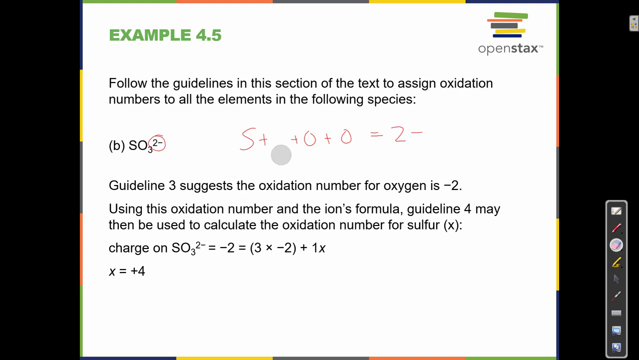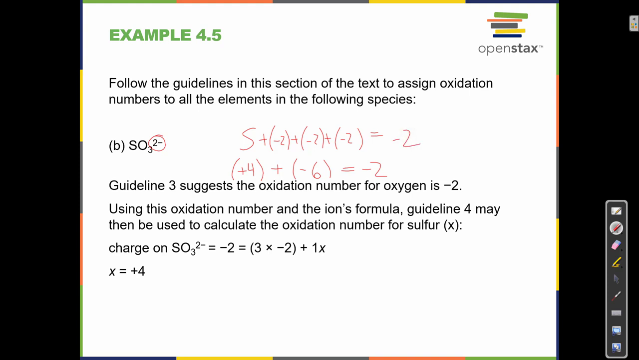So we've already done one just like this. I know what O is. It's minus 2. O is always minus 2. All right, so minus 2, minus 2, minus 2, minus 6. So S must be what? What plus negative 6 equals negative 2? Well, S must be plus 4. Right? Plus 4 plus negative 6 equals negative 2. I started mixing them up, doing 2 minus and minus 2. Negative 2.